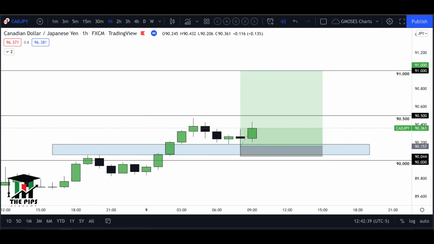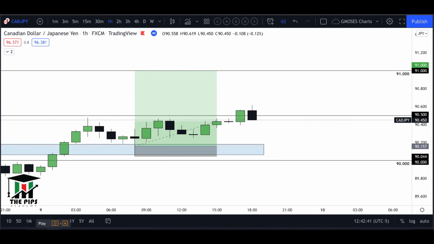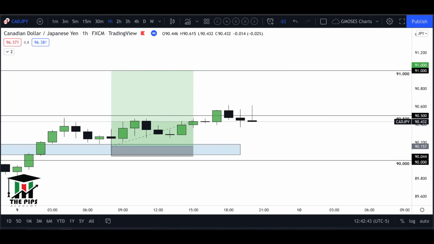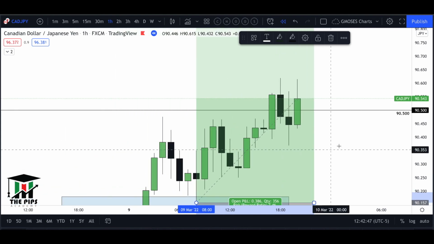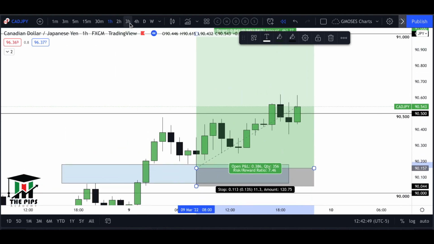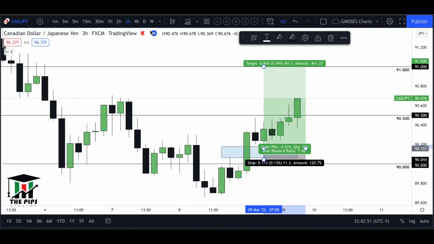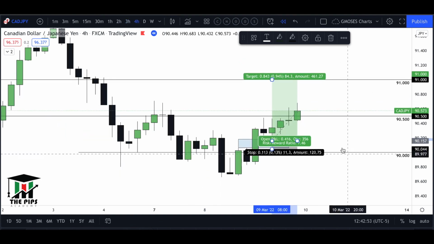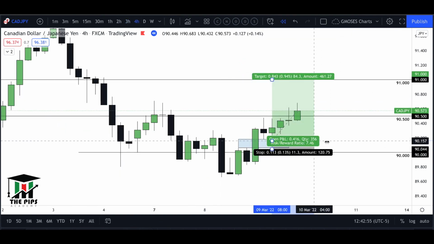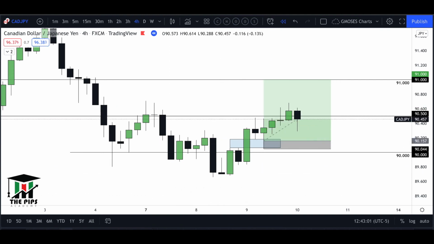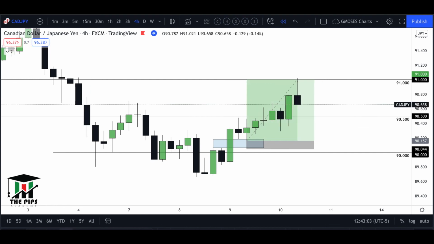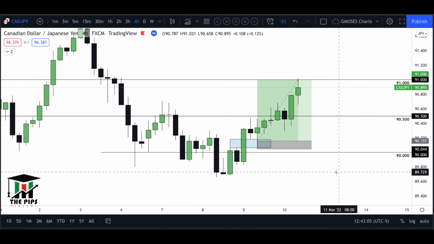As you can see, price is going a little bit fast. Let's bring it up a little bit. Let's take it over to the 3 hour or the 4 hour. There we go. As you can see, price never ever put us in drawdown. It's coming back, giving us a nice little retest, and there we go, right there to our target.